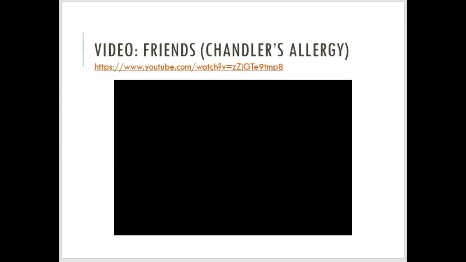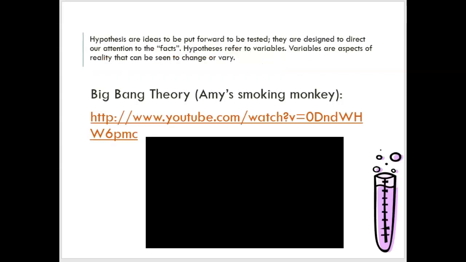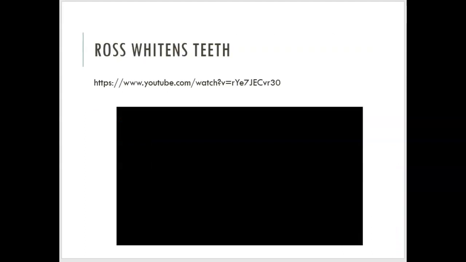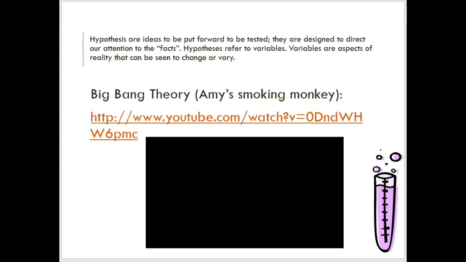So in this week's discussion, I want you to watch any of these 3 videos. There's one video over here. This is a video from Friends talking about Chandler's allergy, or his so-called allergy, to dogs. Here's another clip about Amy's smoking monkey from Big Bang Theory. And then here's another clip about Ross whitening his teeth, and this is from Friends. So feel free to watch any one of these.